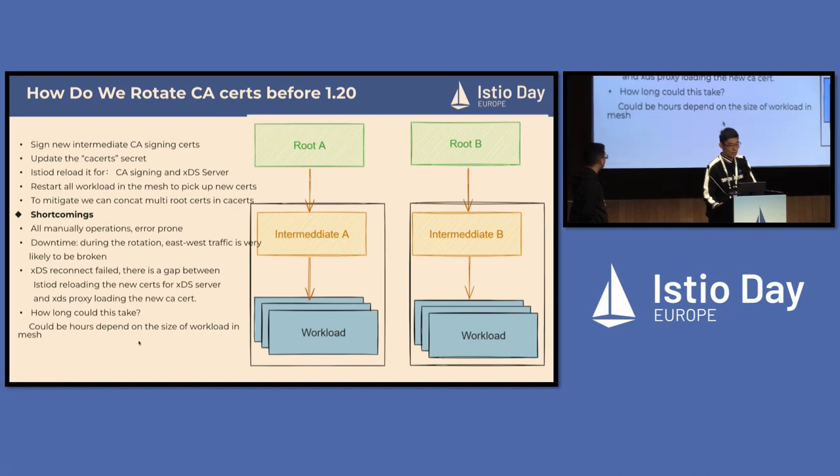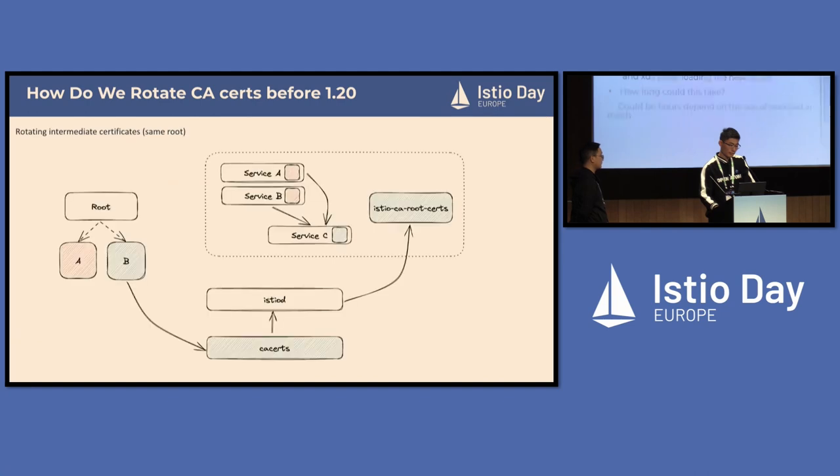Because we have a workload cert validity of about 24 hours, and basically, we rotate the workload cert every about 12 hours. OK, let's turn it over to Jianpeng to show us how we can rotate the root CA in detail.